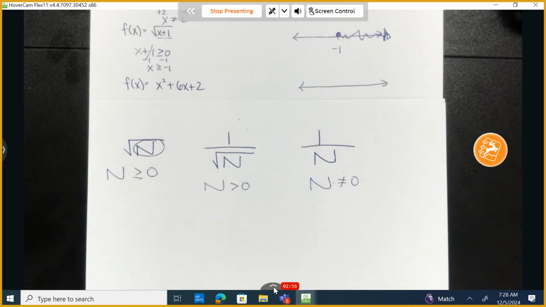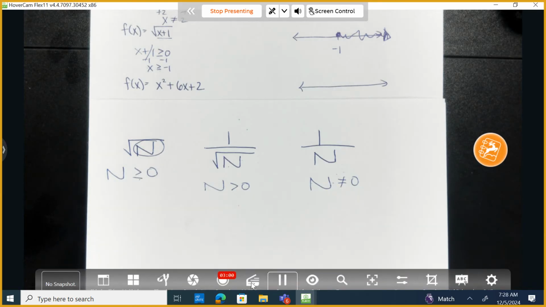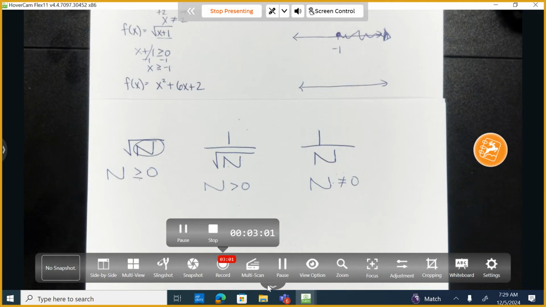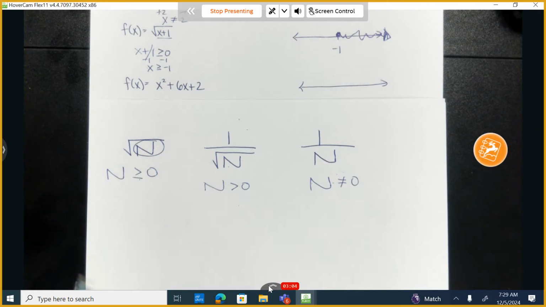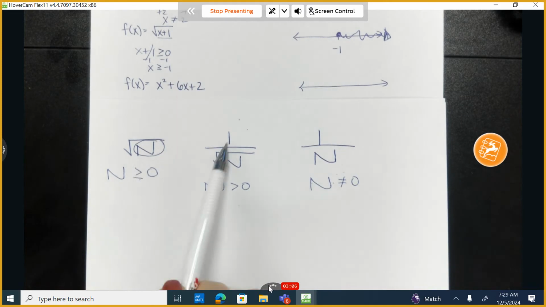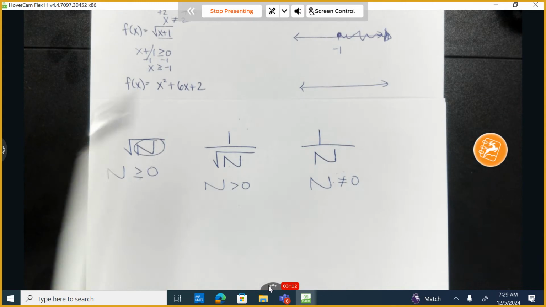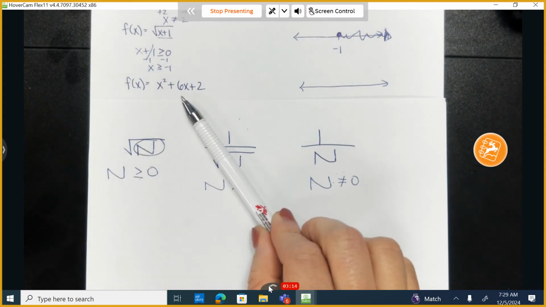All right, let's look at example number 3. f of x equals x squared plus 6x plus 2. This is a tricky one. Because you're looking here and then you're looking down below and you probably are thinking, well, which one applies? So the first thing I'm looking at is I see no square roots. So I immediately can eliminate these first two rules.